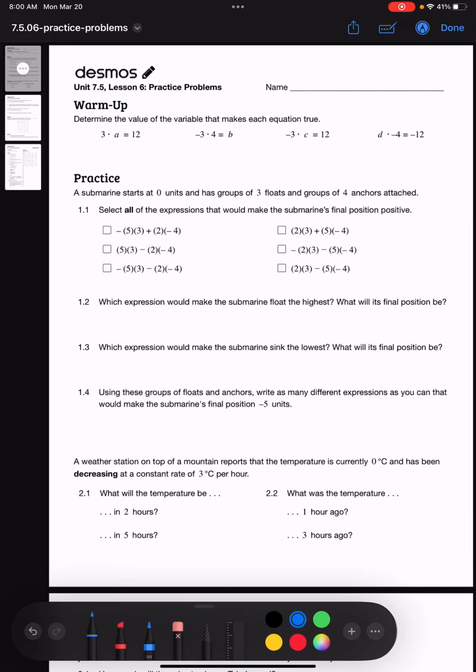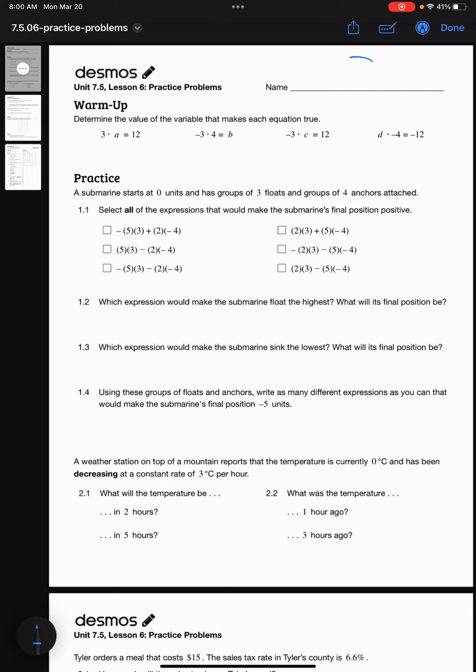This is Unit 7.5, Lesson 6. This goes with the lesson Floating in Groups, where we talked about multiplying positive and negative numbers. Now, just to recap, we know that a negative times a negative is a positive.